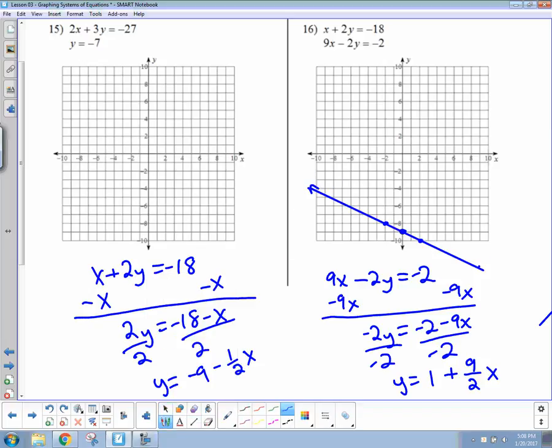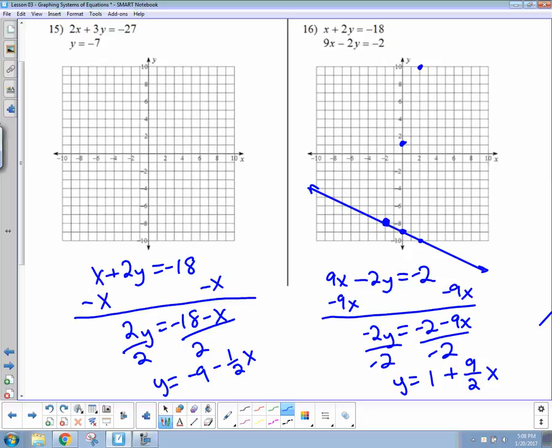Next line is going to be at the 1, and this one's going to be 9 over 2. So 1, 2, 3, 4, 5, 6, 7, 8, 9 over 2. And again, this is a positive slope, so it's only natural for it to go up. Again, if I want to make sure they line up, I'm going to try counting down. 1, 2, 3, 4, 5, 6, 7, 8, 9. Back 2. And yep, they're going to intersect right here.